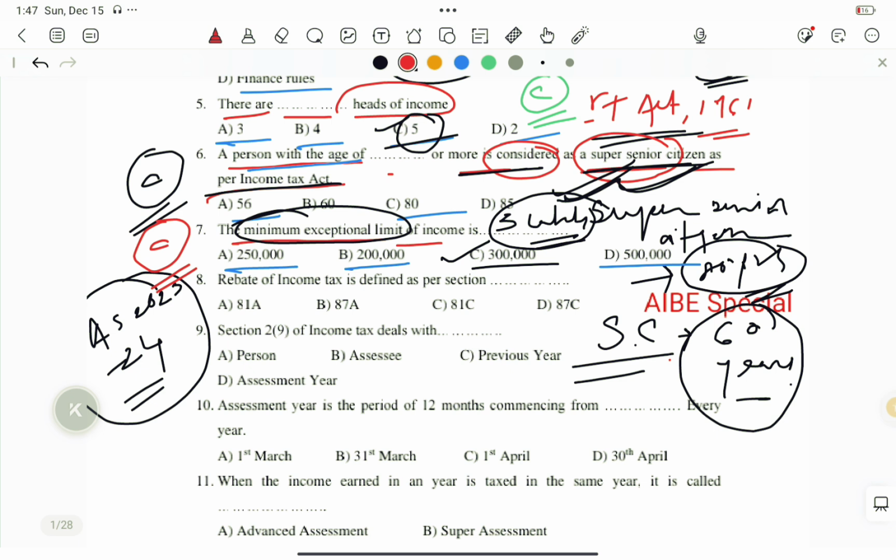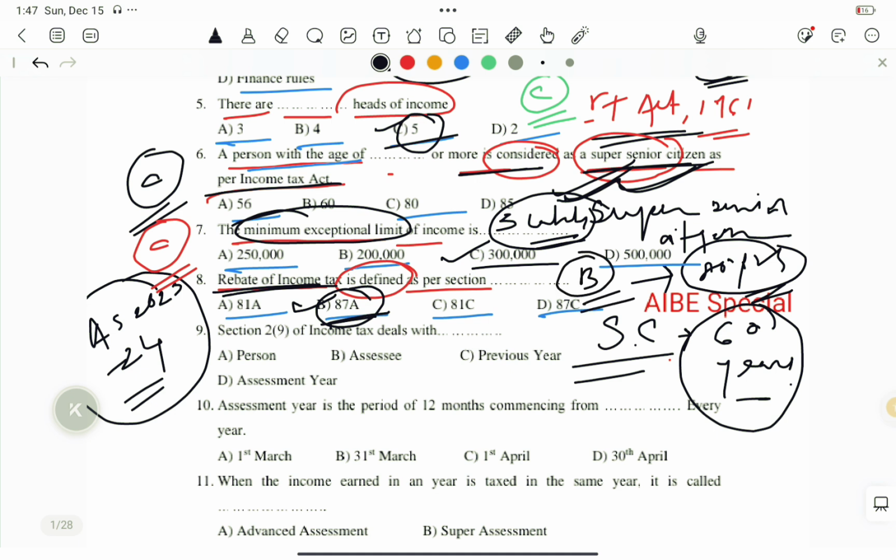The next question is rebate of income tax. Very important question. Rebate of income tax is defined as per which of the following sections? Let's see the options. Options are 81A, 87A, 81C and 87C. So in this case the correct option would be option B, that means 87A. That means under section 87A of the IT Act 1961, rebate of income tax is defined. So the correct option would be option B.